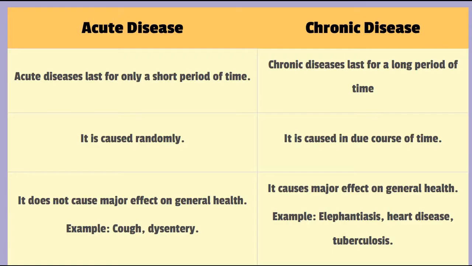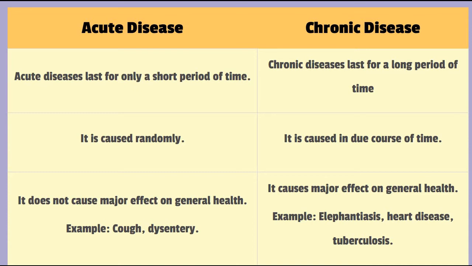Okay, let's try to differentiate them in a tabular format. A tabular format helps in remembering the data very easily. Let's look at acute diseases and then chronic diseases. Acute diseases last for only a short period of time, only a little time, like when you have a cold or fever. Okay, some fevers will be for a long time, but these are types of short diseases. Then chronic diseases last for a long period of time. For example, we can have tuberculosis, heart diseases, cancer, etc.